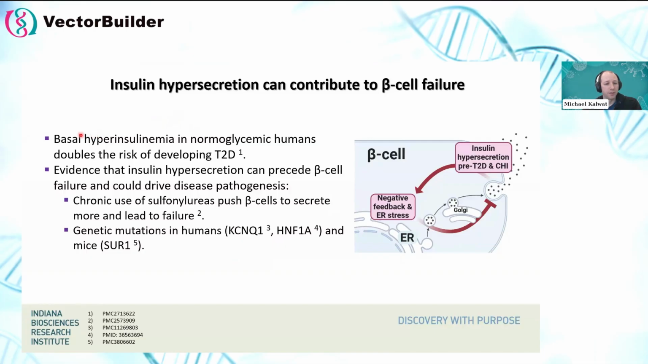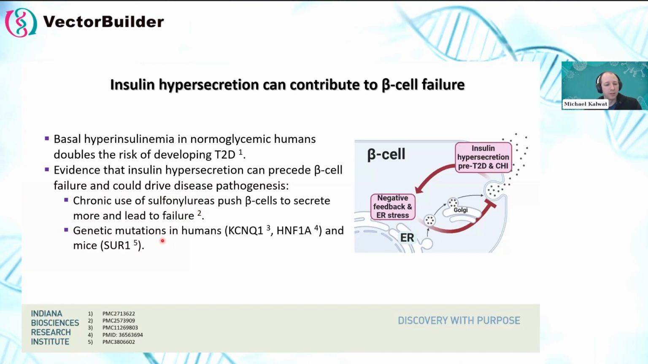Before developing type 2 diabetes, you can have a raised insulin secretion called basal hyperinsulinemia. And when this occurs, it actually increases the risk of developing type 2 diabetes. There's also multiple published evidence supporting the fact that insulin hypersecretion could precede beta cell failure and probably drive disease pathogenesis. For example, there are studies of using sulfonylureas, which is an anti-diabetic drug that makes the beta cells secrete more insulin. Chronic treatment with these drugs can promote beta cell failure in the long term.